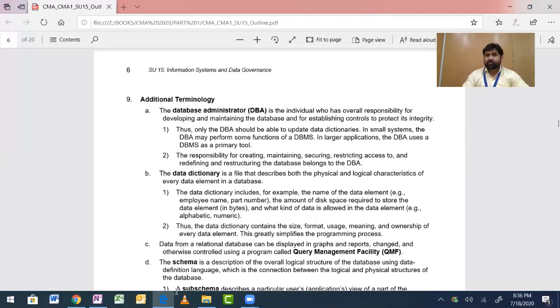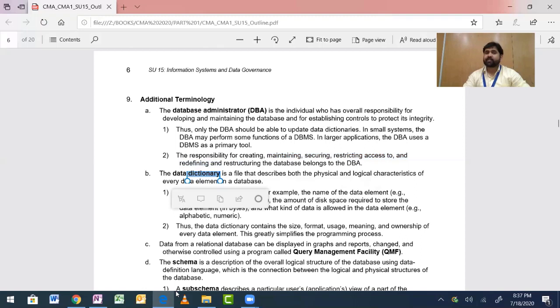Thus, only the DBA should be able to update data dictionaries. The responsibility for creating, maintaining, and redefining the structure belongs to the DBA. I think they have already made that clear here. What is a data dictionary? Here we are talking about how the DBA should be able to update the data dictionary.